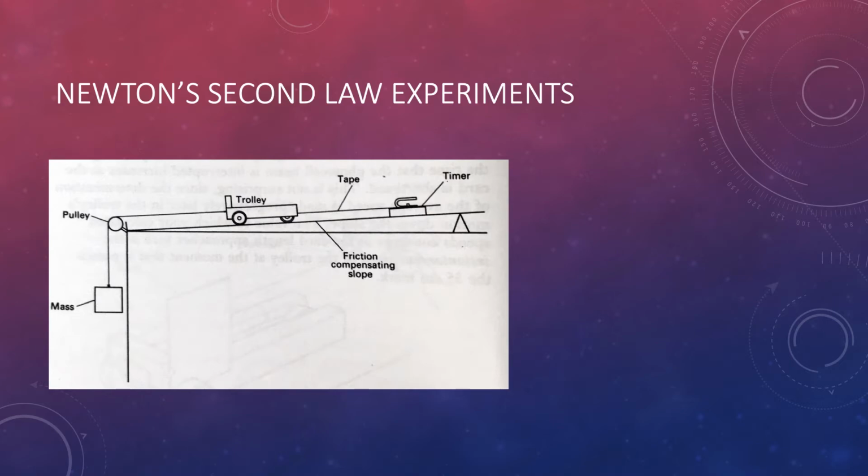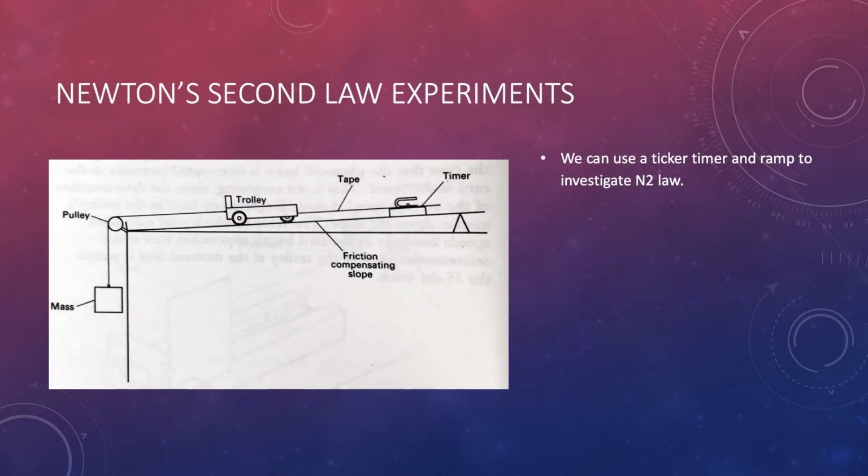There are two experiments that I would get you to do, and we would compare them. There is this one. If we're looking at the diagram, we've got a ticker timer up on the top right of the diagram, ticker tape leading to the trolley attached with a piece of sellotape. The trolley has got a string coming off the left-hand end going over a pulley to some masses off the edge of the desk. The trolley is travelling down a friction compensating slope.